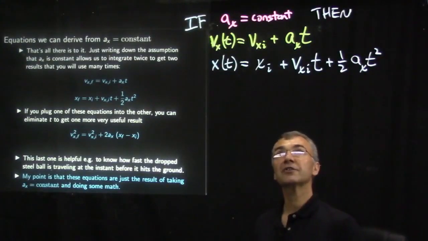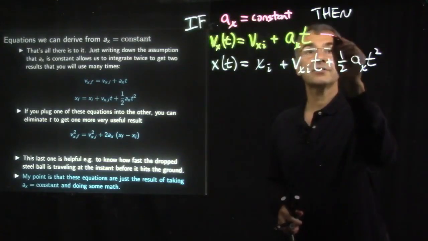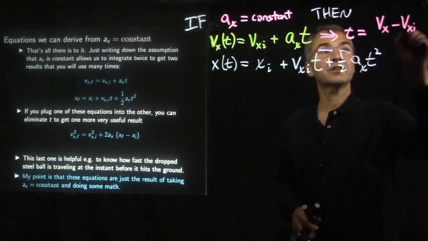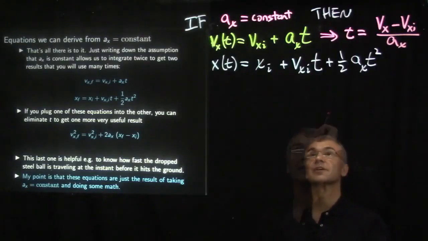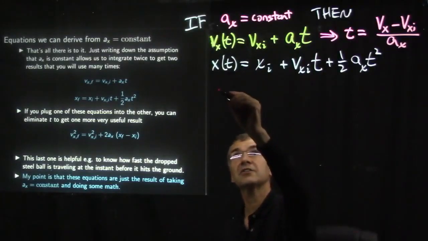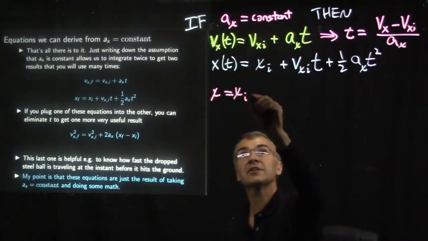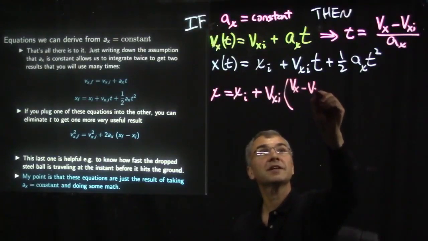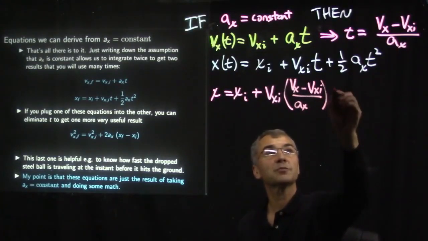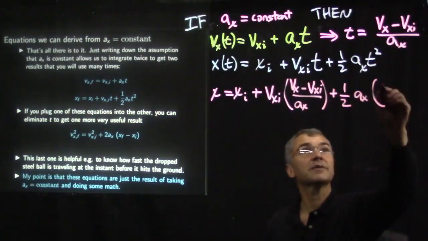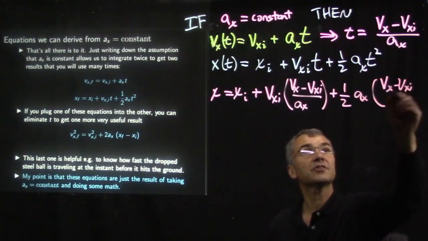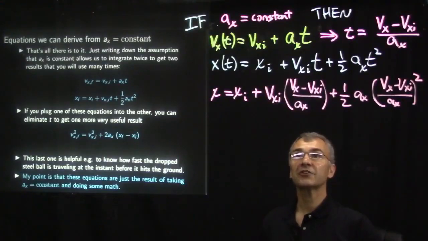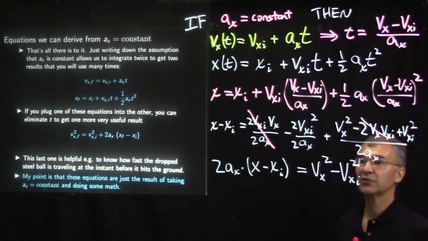If we solve the first equation for the time, then this gives us that the time is v sub x minus v sub x initial divided by a sub x. Then we can use that for the time over here, and this gives us x equals x initial plus vx initial times (vx minus vx initial) over a sub x, plus 1/2 a sub x, and then we have (vx minus vx initial) divided by a sub x, all squared. And then I think we can do a little simplification. There we go. Whoa. See, this is why I don't ask you to do this kind of algebra.